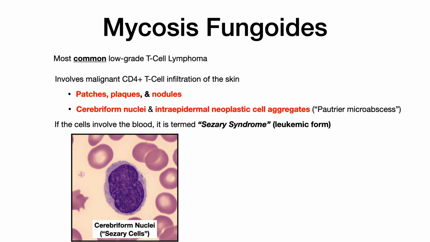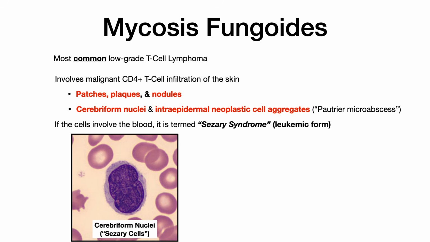Now let's talk about mycosis fungoides. So to be clear, we've talked about the B-cell lymphomas, and now we're moving into the few T-cell lymphomas that you need to know. Mycosis fungoides is the most common low-grade T-cell lymphoma. It involves malignant CD4 plus T-cell infiltration of the skin. So because of that, the clinical presentation is pretty unique. You see patches, plaques, and nodules, so a lot of dermatological findings.